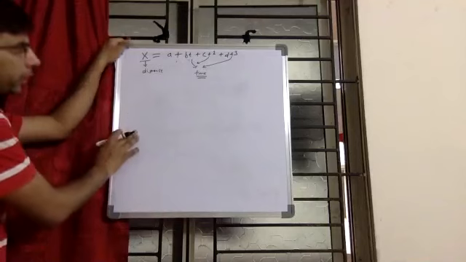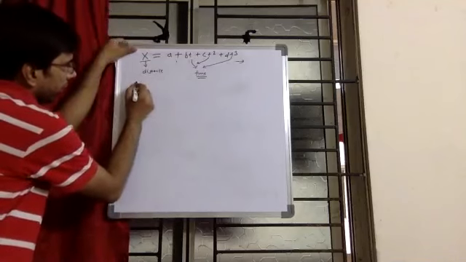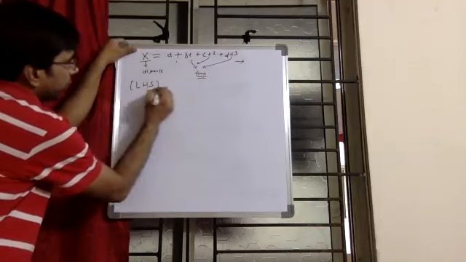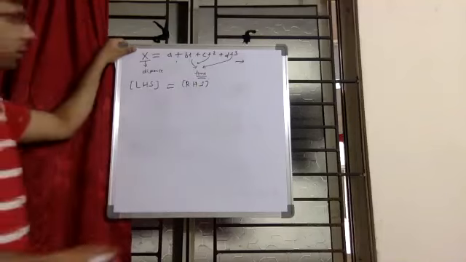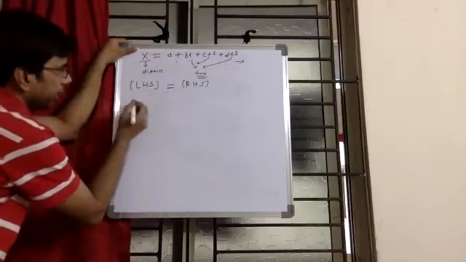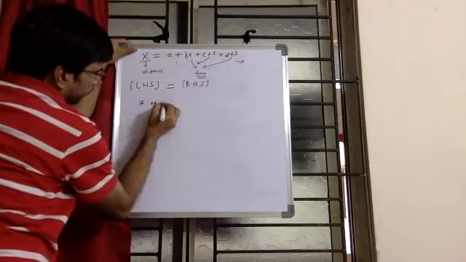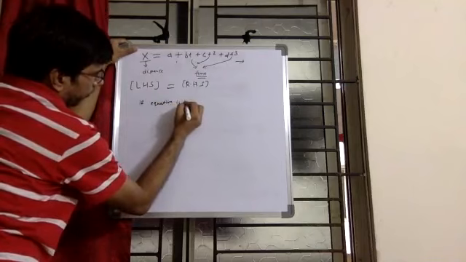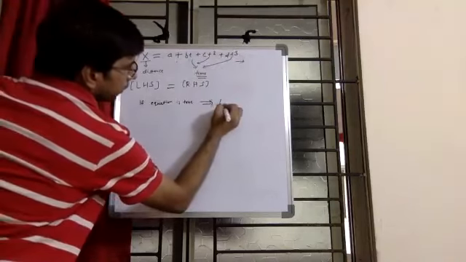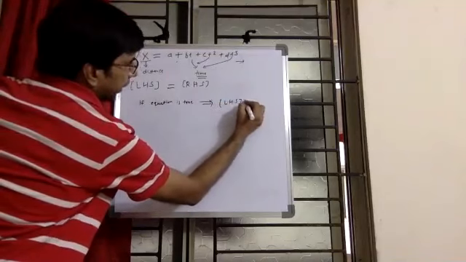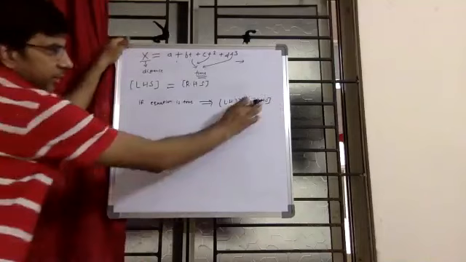What does it mean? I am saying that if this equation is correct, it means the dimension of x, the dimension of the LHS, will be the same as the dimension of the RHS. If this equation is true, that implies dimension of left hand side should be same as dimension of right hand side. Okay, but vice versa is not true.